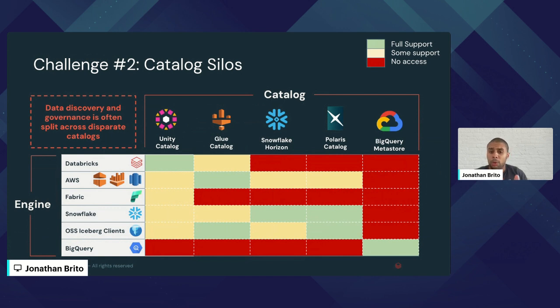So what you're seeing here is basically which catalogs can talk to which engines, which ones have full support, which ones have some limited support, and other ones that have no access at all. And the real downside for customers is that this creates a scenario where your data governance and discovery can be really separated across disparate catalogs that can't necessarily talk to each other. So you have new sets of silos that are created.